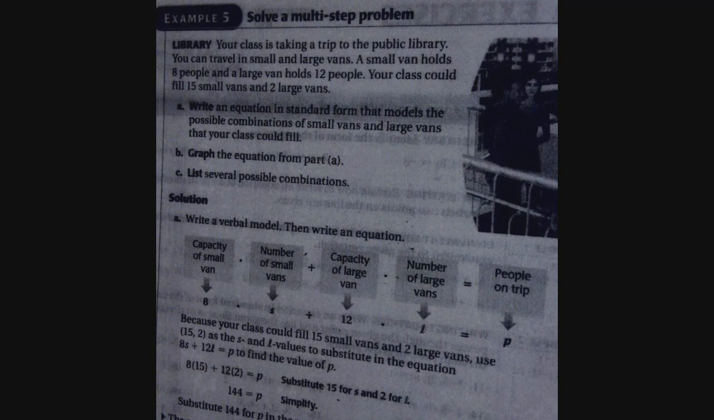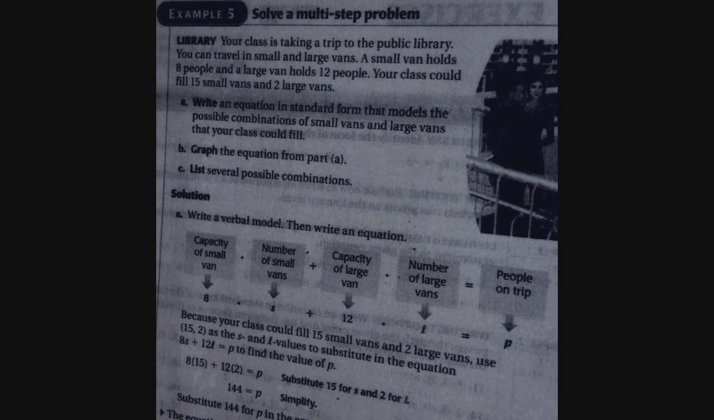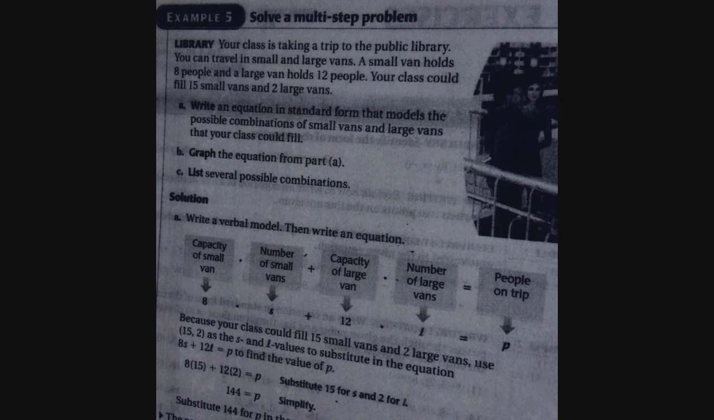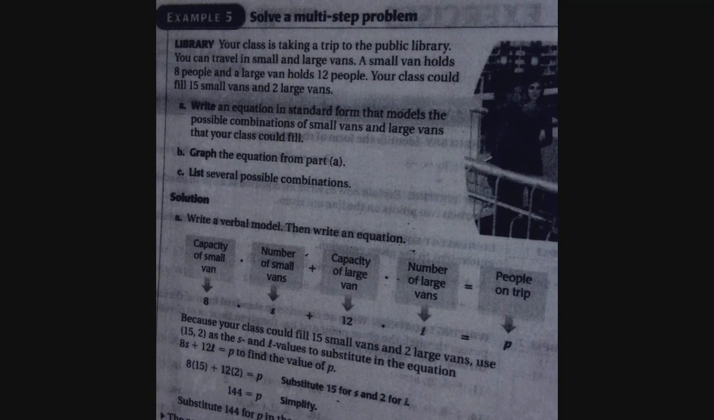So let's see what we do. A, write an equation in standard form that models the possible combinations of small vans and large vans that your class could fill. B, graph the equation from part A. So you get the equation, then B is going to graph it, and then C, we're going to list several possible combinations. But let's get the A part done, okay? So let's look at that. All right, so I'm keeping that up. You look at this, you understand, you can follow along in your PDF file as I'm doing this, so you can see it even though I'm taking it off the screen.